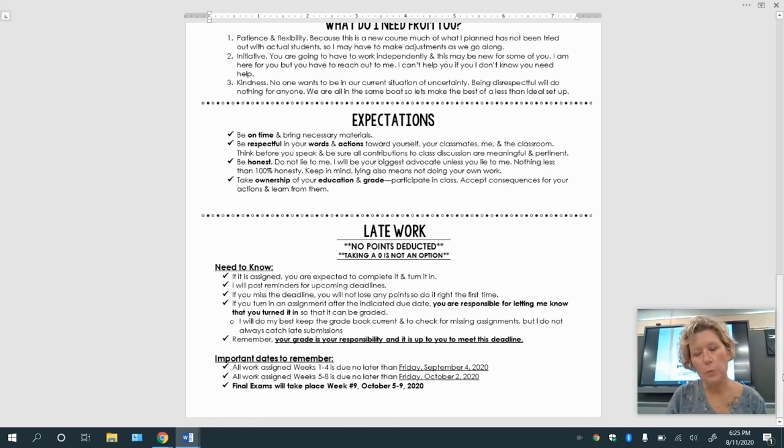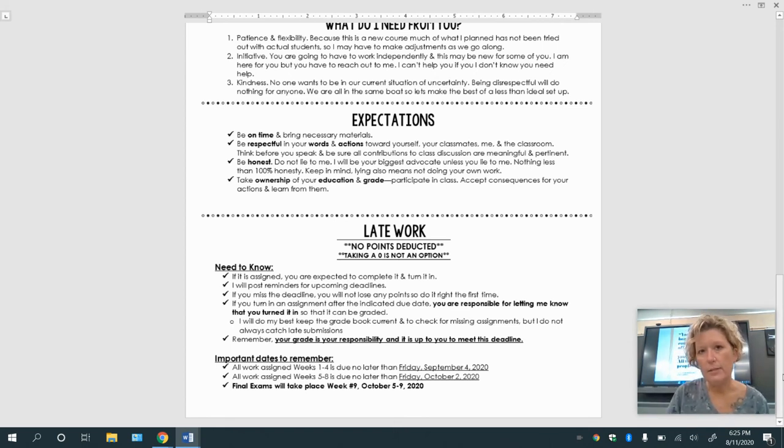I don't deduct points. My goal is for you to learn the assignment and for your grade to reflect what you have done. If I take 10% off, if I take 20% off because you weren't able to get it in on time, you needed an extra day, that 10% that I've removed doesn't reflect what you've learned or what you're showing me. It reflects something different. So I don't take off points or percentages. That means taking a zero is not an option.